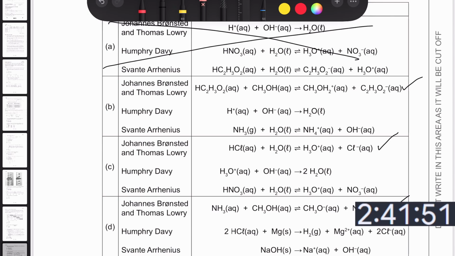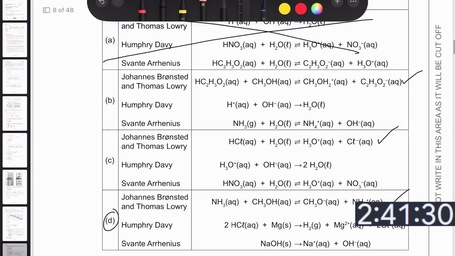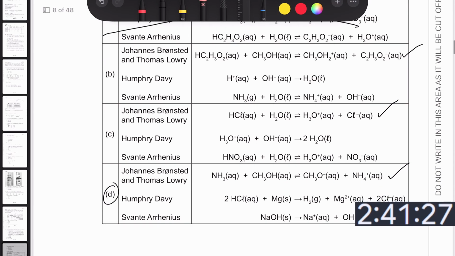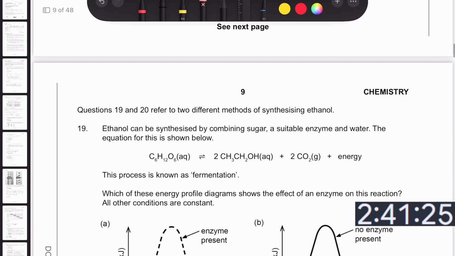So that reacts with water to ionize. But it itself has to ionize, right? So I think it was going to be D, because D is the only one where it itself dissociates or ionizes. And then Davy, I just have no idea what Davy is about. Okay, next page.